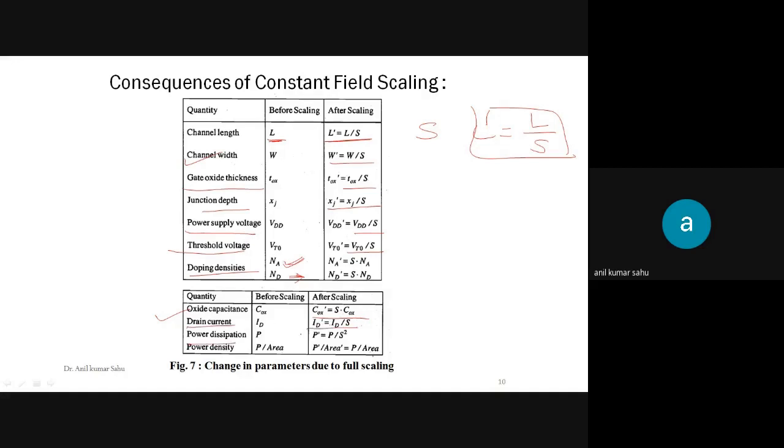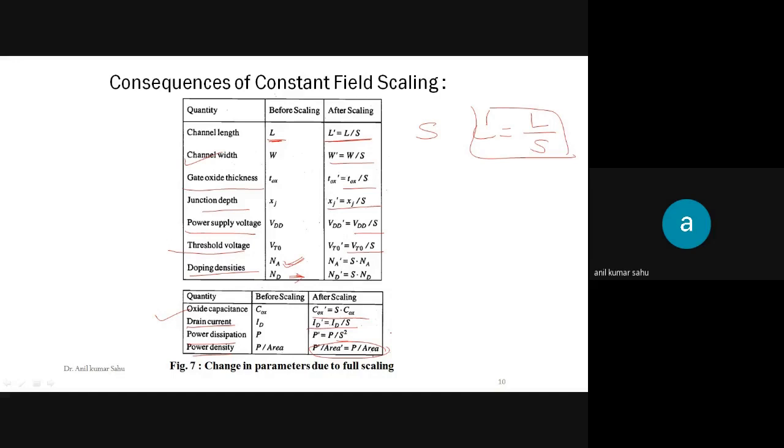Power consumption will be divided by the factor of S square. Power density is the ratio of power per unit area, so there is no change in the power density per unit area. This is the consequence of constant field scaling.